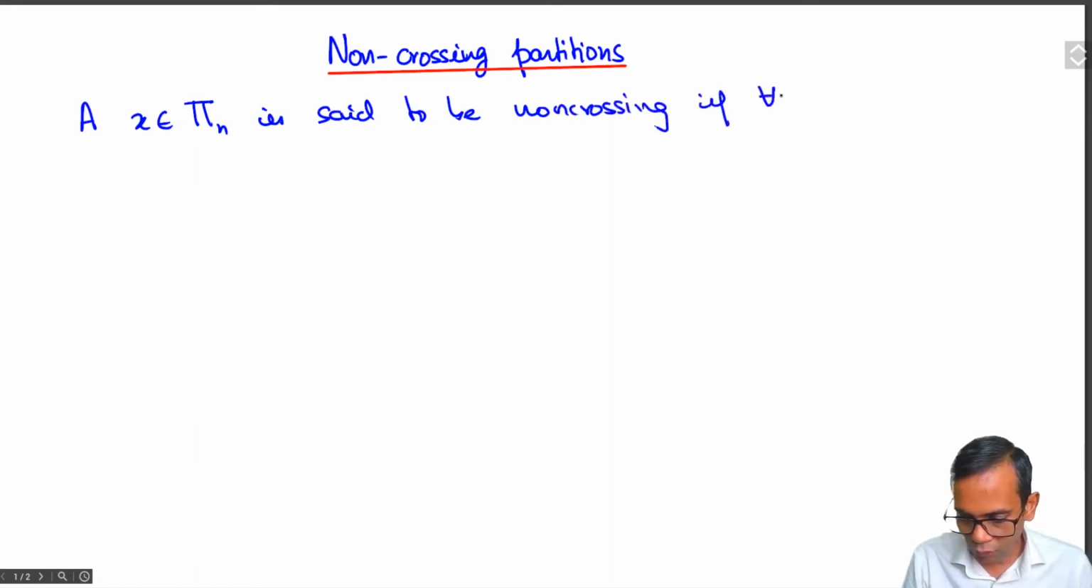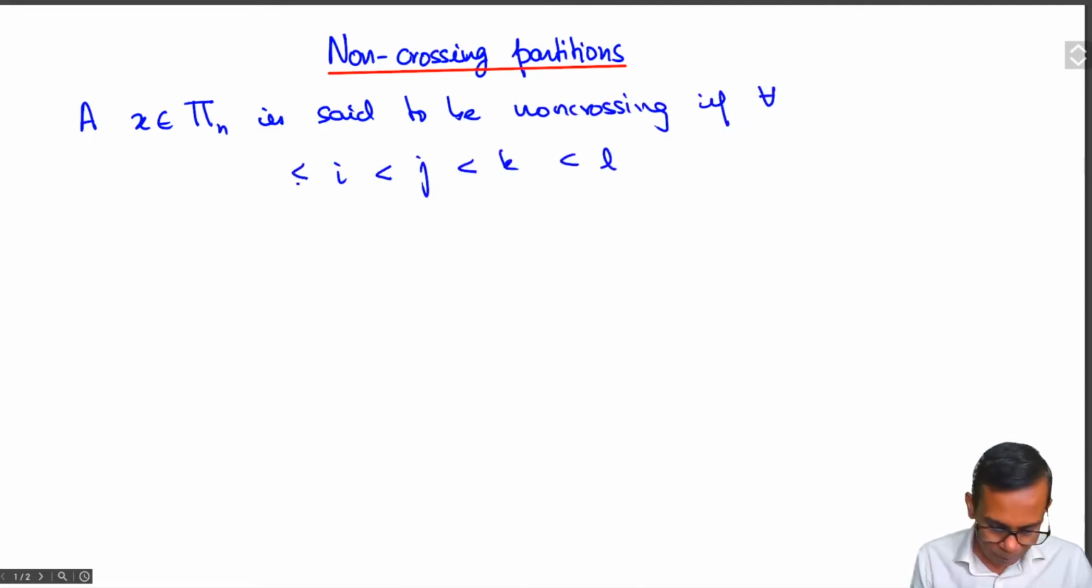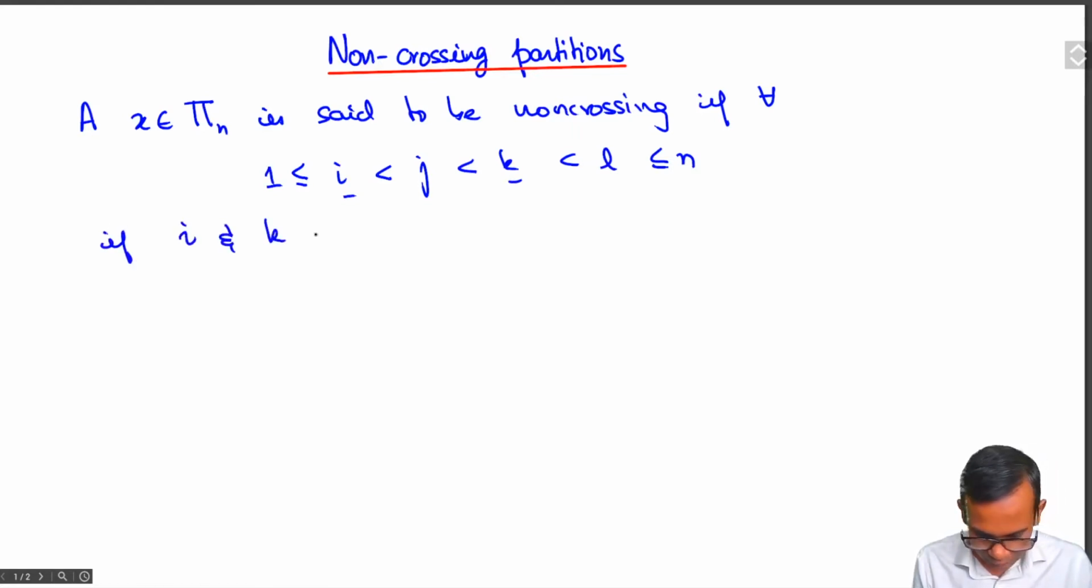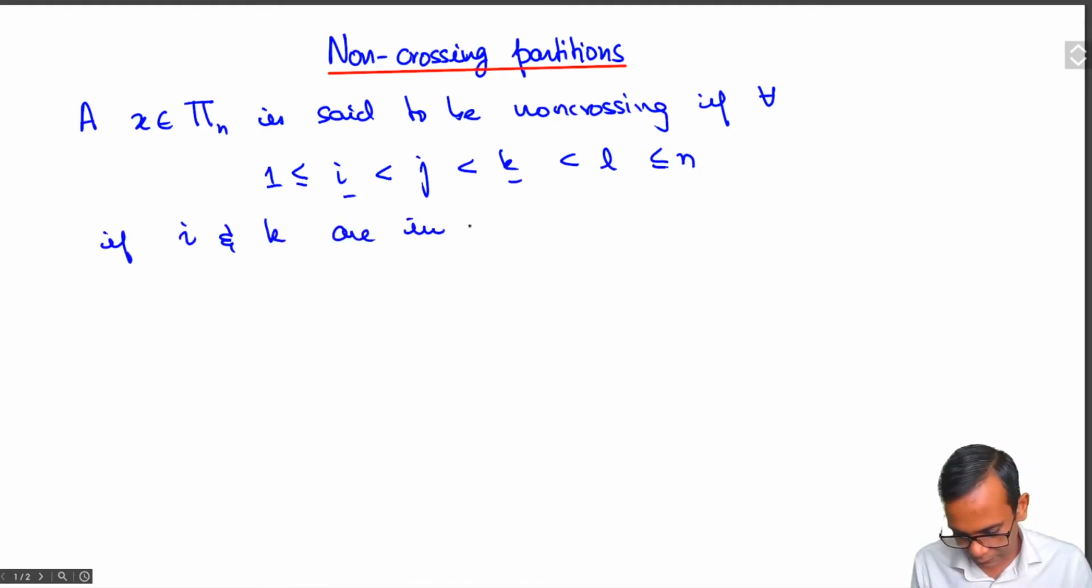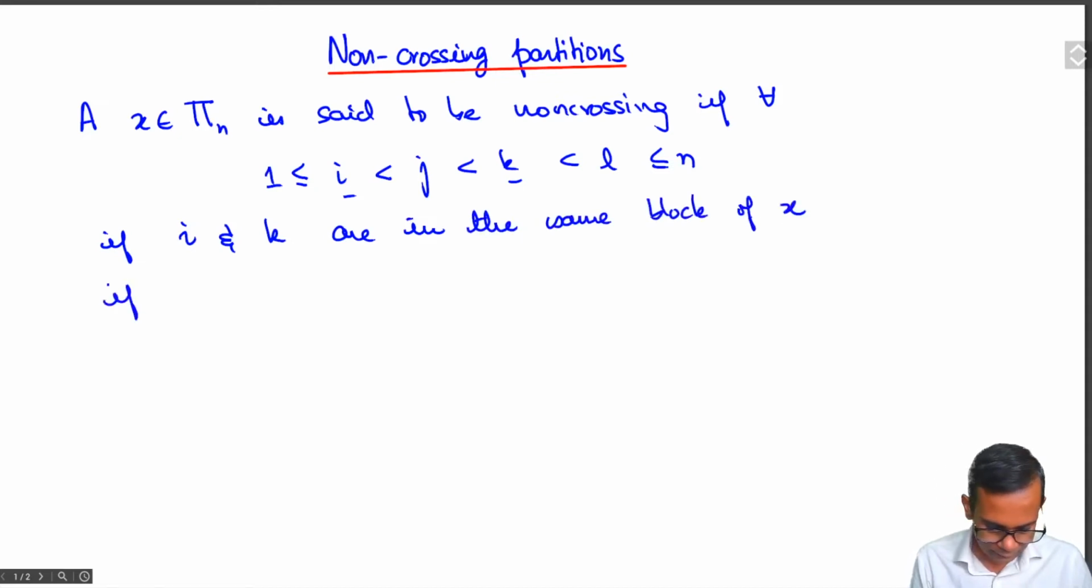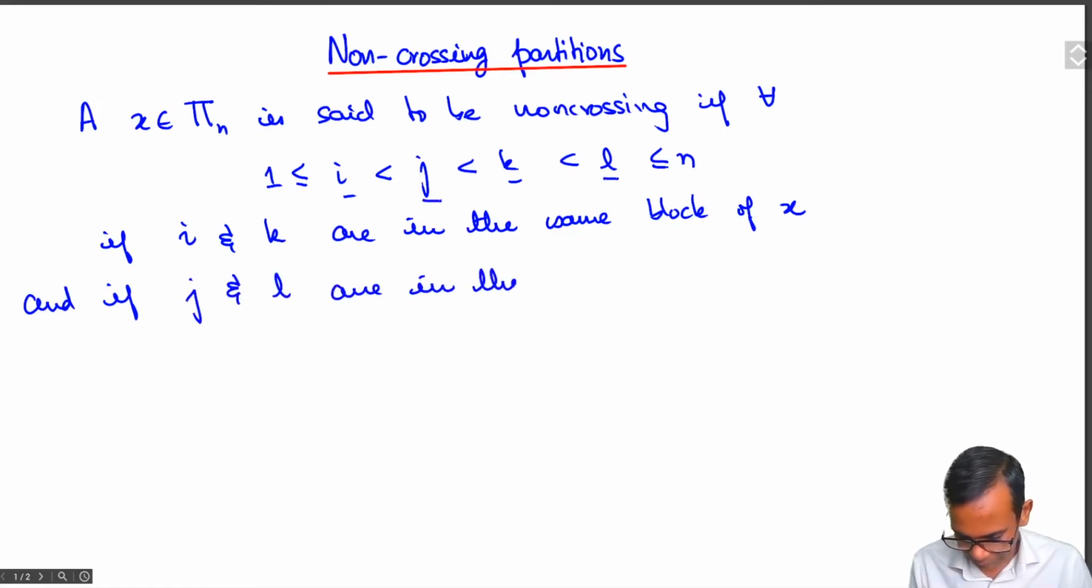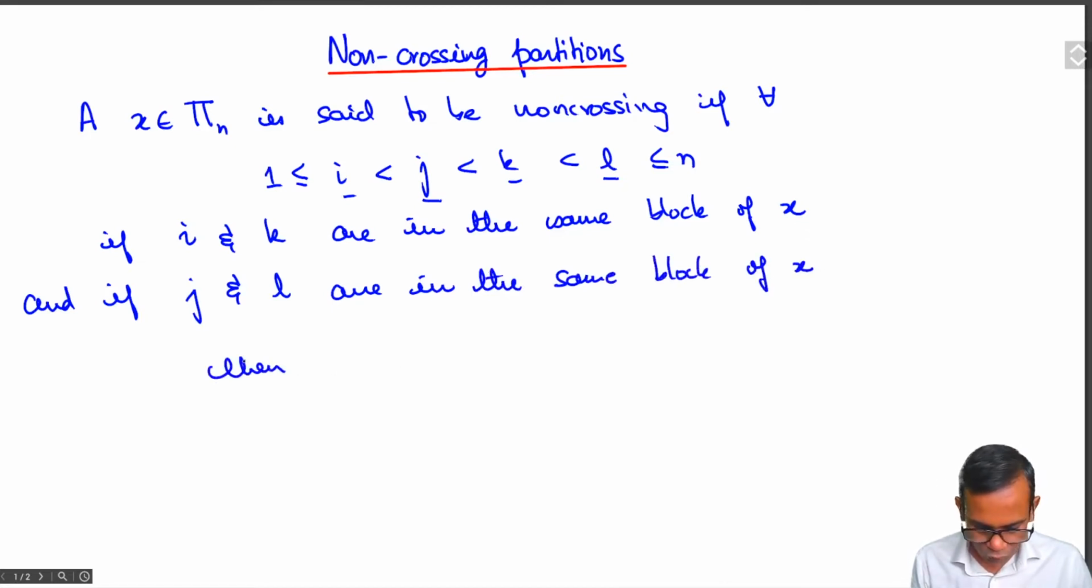if for all i strictly less than j, strictly less than k, strictly less than l, four numbers between 1 and n, if i and k, the first and third, are in the same block of X, and if j and l, the second and fourth, are in the same block of X, then all four i, j, k, l are in the same block of X.